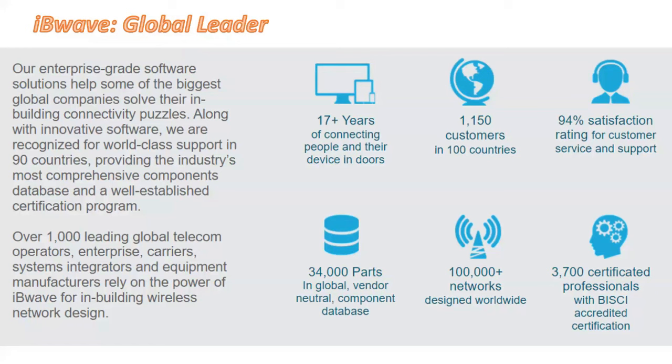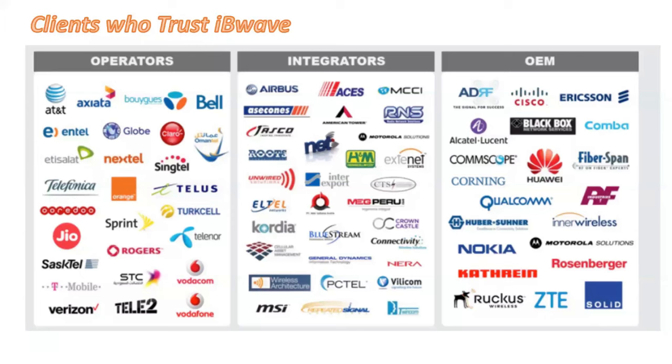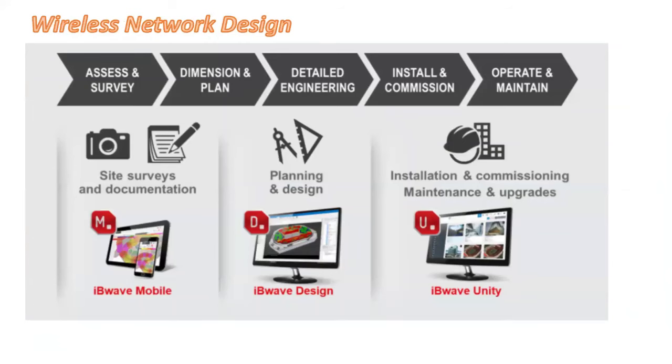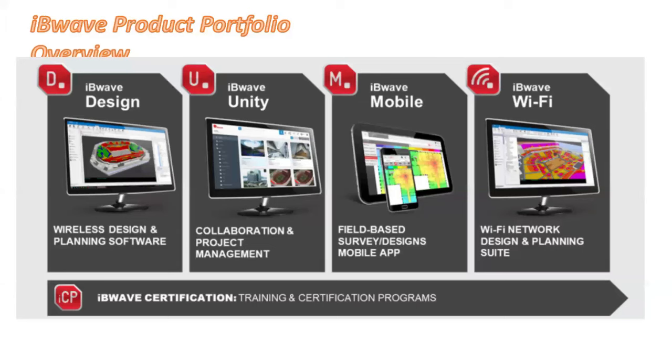The great point is that these designs are quite affordable, right? And maybe 1,000 companies worldwide trust this tool, IBWave. I'm using this tool for many, many years. If you ask what I can't survive without in in-building design and planning, that is IBWave. It supports all phases of network design, be it survey, dimensioning, engineering, install, commission, and operator maintenance. It has various products like IBWave Mobile, IBWave Design, IBWave Unity, and Wi-Fi. And it has various optional modules like propagation, optimization, and collection.